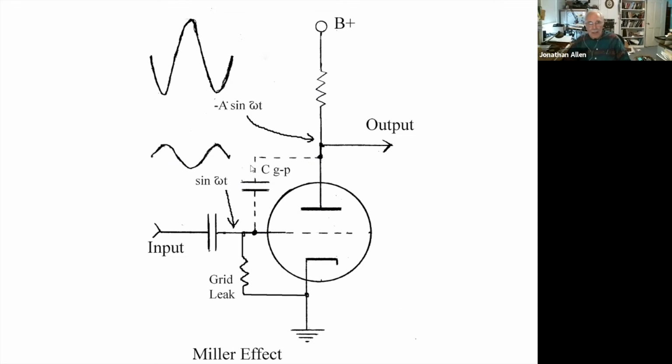Now, if this capacitor is just, say, 5 picofarads, which is typical of tubes, that doesn't amount to much at low radio frequencies. But it gets multiplied by gain plus 1. So now you have the equivalent of 11 times 5, or 55 picofarads. That's enough to knock the hell out of your gain.